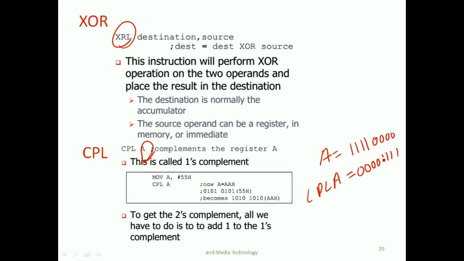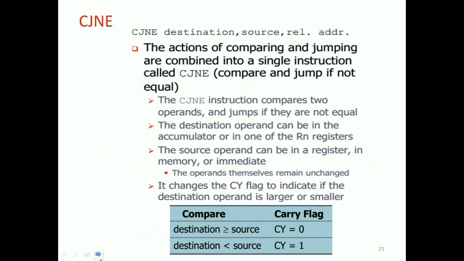For compare instructions, you have one instruction called compare jump not equal. CJNE is nothing but compare jump not equal, which compares the content of the destination with the source, and if the destination and source contents are not equal, then it will jump to a relative address. So, compare the contents of two registers, or two memory locations maybe, and jump to a relative address if they are not equal.